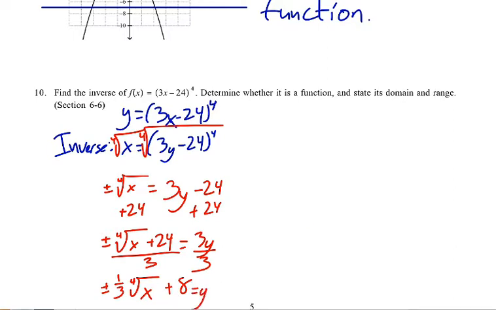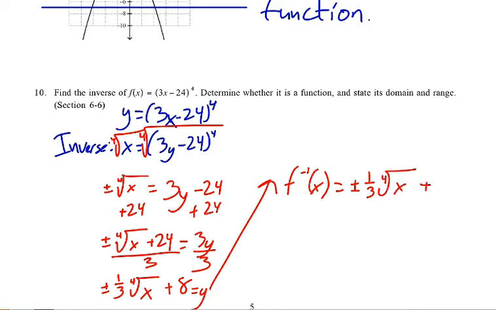Now putting it back into that format that we've learned a while ago, I'm going to write this as f inverse of x equals plus or minus 1/3, so positive and negative 1/3 of the fourth root of x, plus 8. Now it asks us, is this a function or not? This is not a function.